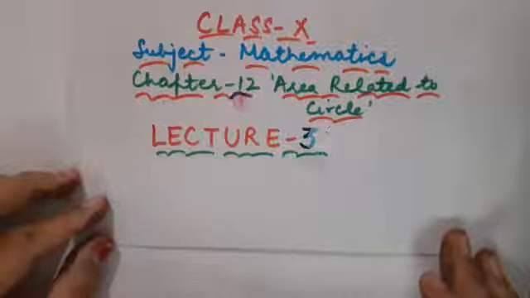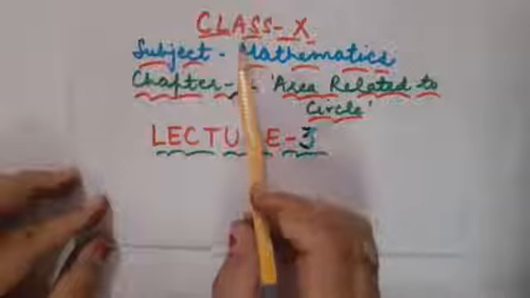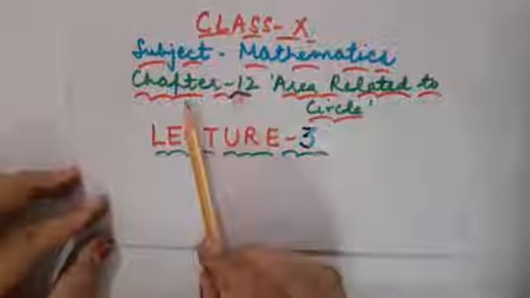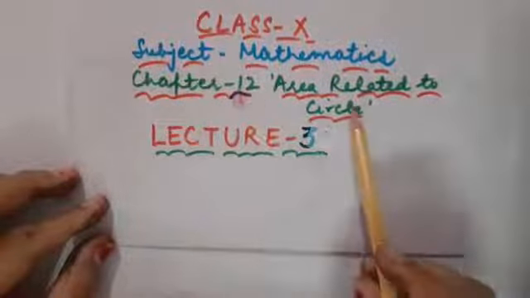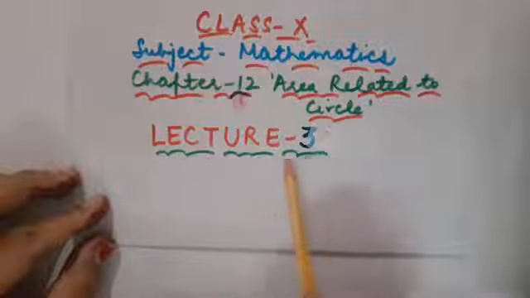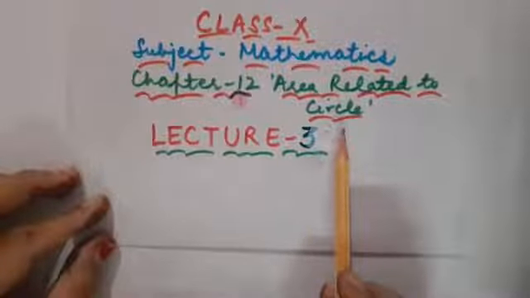So, children, let us start today's mathematics class of grade 10th. This is class 10th, subject mathematics, chapter number 12, area related to circles. And children, this is lecture number 3 of the same chapter.